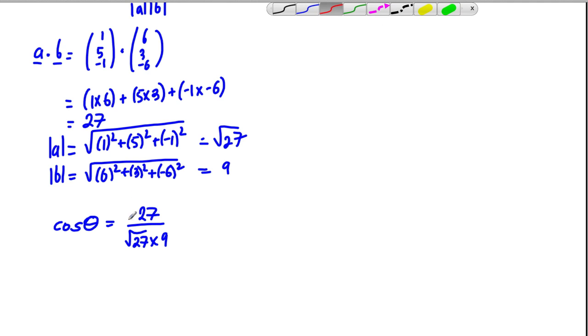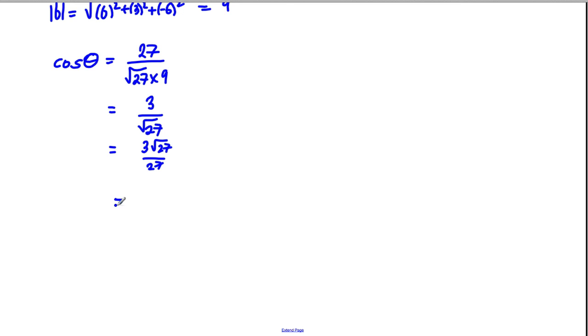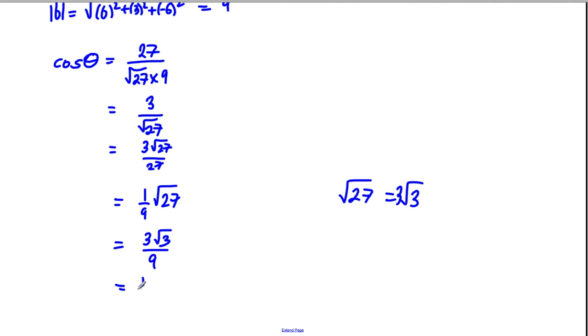Now we can divide top and bottom by 9, which would be equal to 3 over root 27, and rationalising it, multiplying top and bottom by root 27, you would get 3 root 27 over 27, which you can divide top and bottom by 3, which finally gives a 9th root 27. But actually I should simplify root 27 as root 3 multiplied by root 9, which is 3, so 3 root 3. So this is 3 root 3 over 9, which at last is a 3rd root 3.